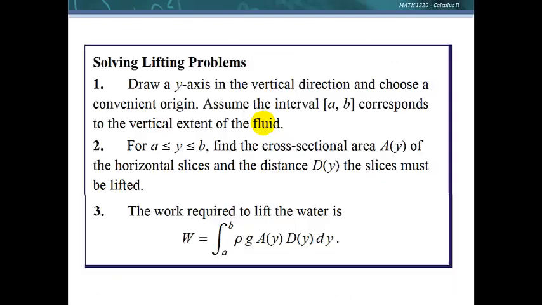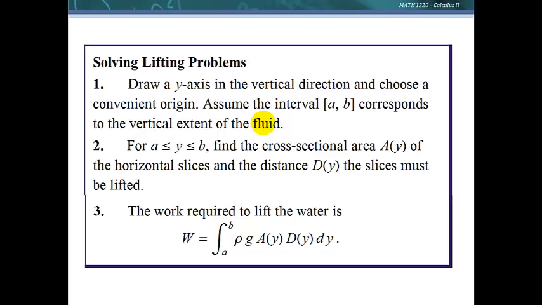and here we have basically our force multiplied by our distance. Just as a summary, if we have lifting problems, we can put an axis on in the vertical direction and put the origin somewhere convenient. It made sense here to have it at the bottom of our tank. Then a to b is the vertical extent of the fluid. In our case, we had 0 to b.